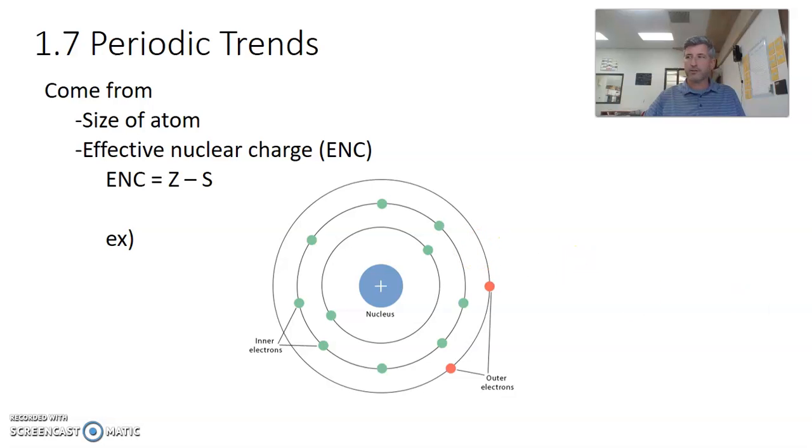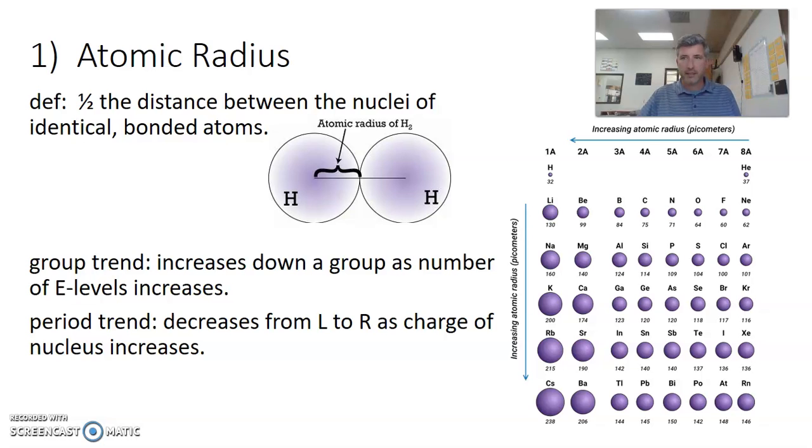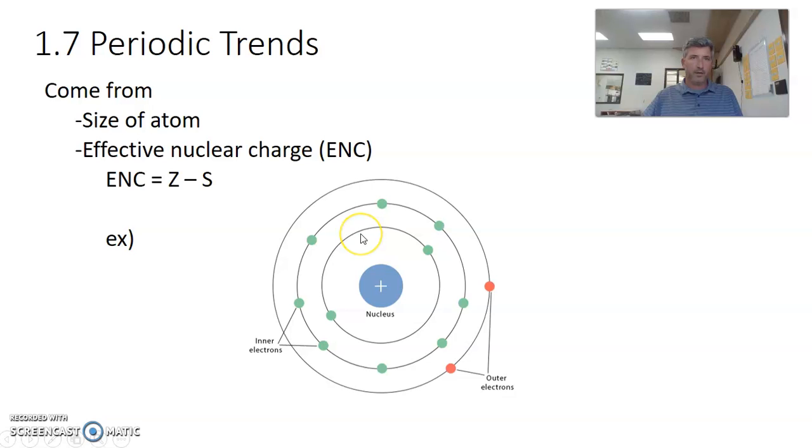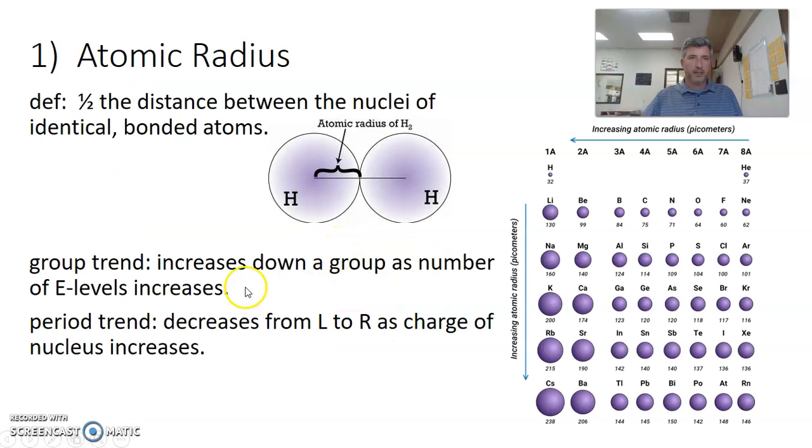So let's take a look at the first trend, atomic radius. And of course, you can pause and write this down, but atomic radius is just half the distance between the nuclei of identical bonded atoms. We do that because, of course, it's very difficult to say where the edge of the atom is. So if we just take half the distance between two nuclei within an H2 molecule, it makes it much more definite.